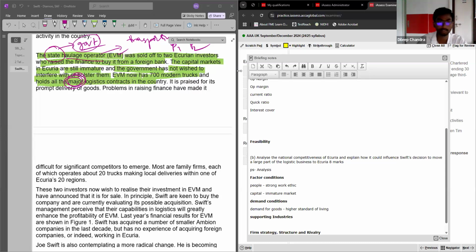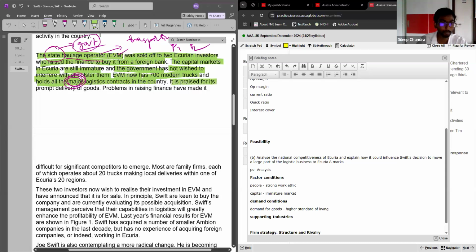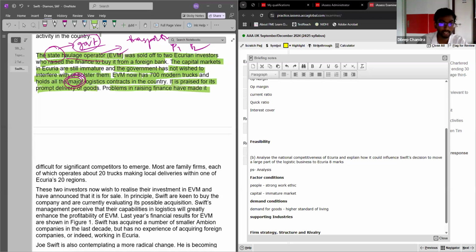Okay, I did not see next. It is praised for its prompt delivery of goods. Problems in raising finance have made it difficult for significant competitors to emerge. Okay. So since finance is difficult to arrange, competitors are not there.